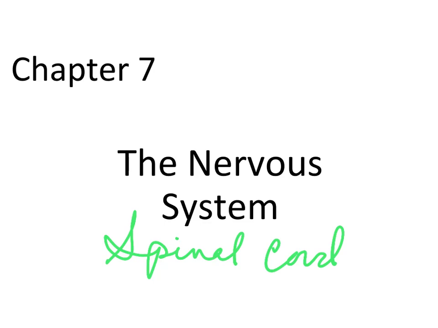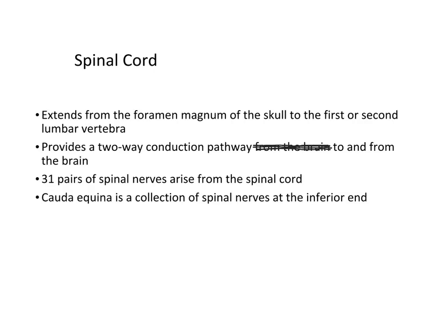This lecture is about the spinal cord. The spinal cord is a structure in the nervous system that extends from the foramen magnum of the skull to the first or second lumbar vertebrae. And remember, the foramen magnum is the opening in the base of the skull through the bone.